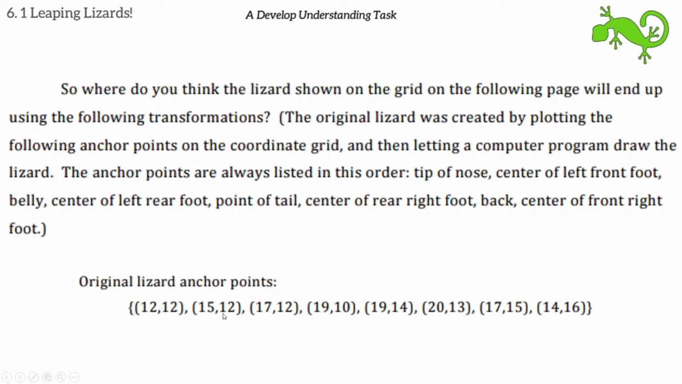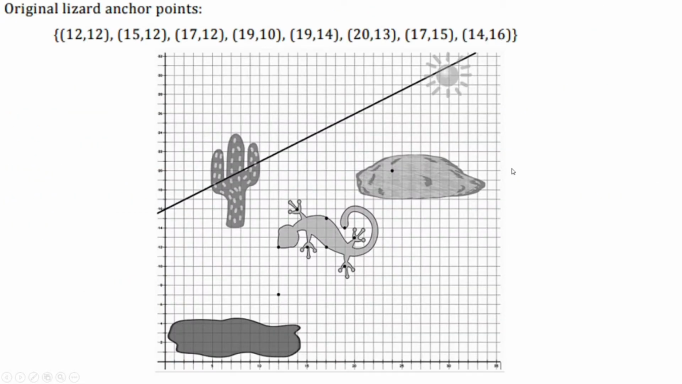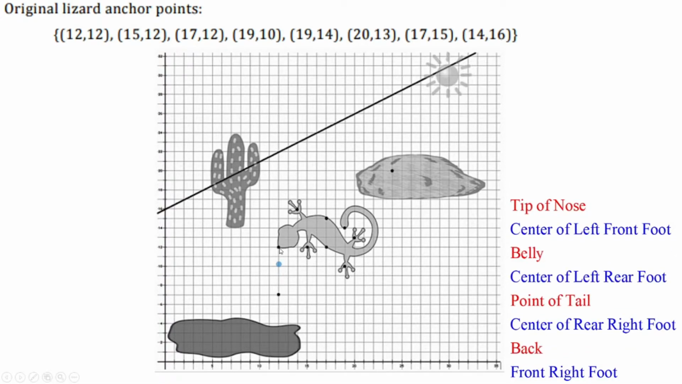All right, and here are these anchor points right here. For instance, that 12, 12 is where the tip of the nose of our lizard is going to end up on the grid. So here it is, and here's that lizard right there, and they have highlighted those anchor points. For instance, the tip of the nose right here. The coordinates of that point would be 12, 12.